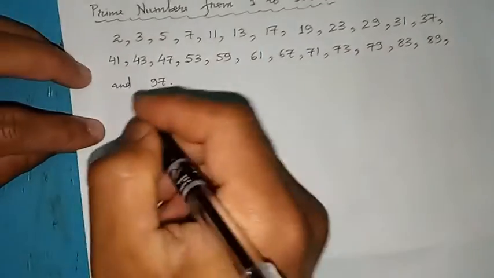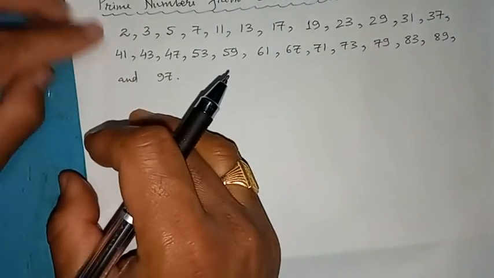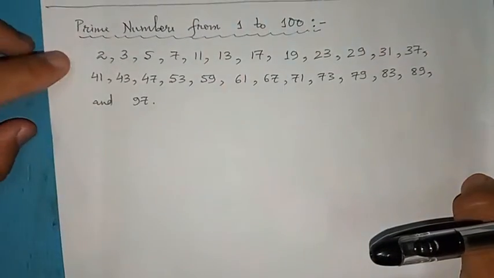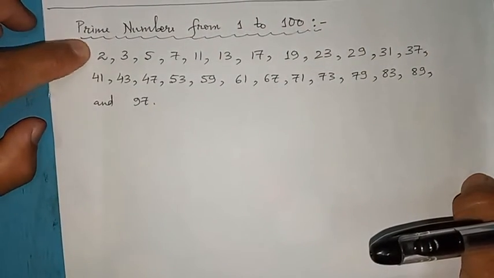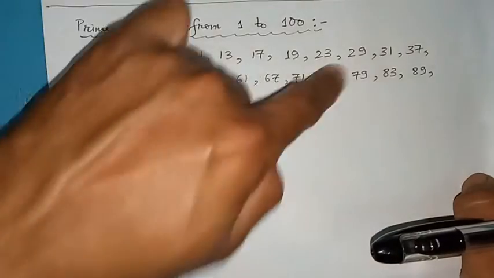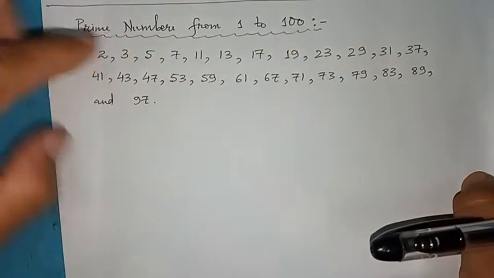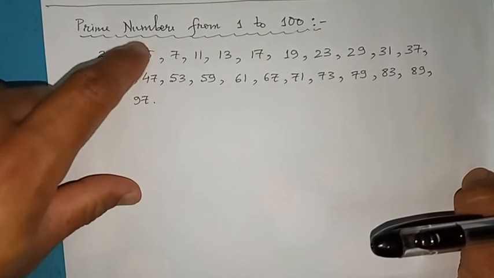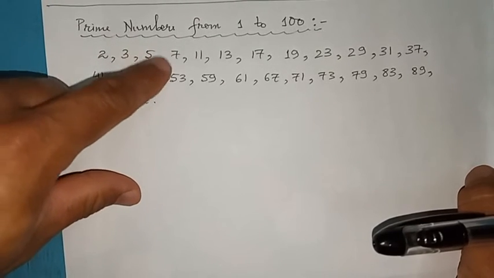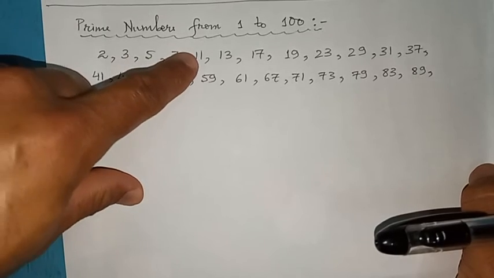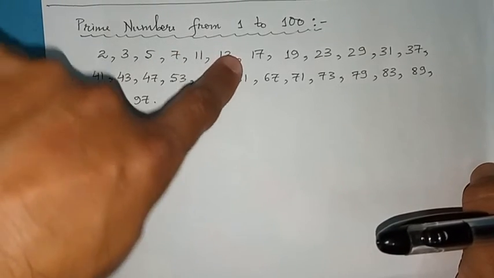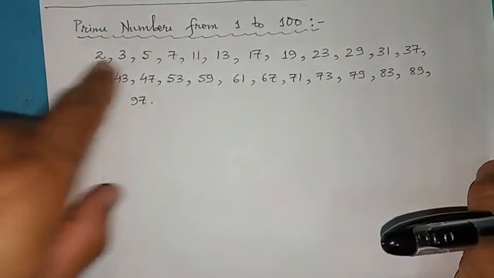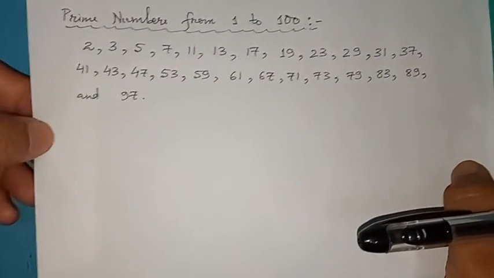So then which are the composite numbers? If I have to tell you about composite numbers from 1 to 100, it's very easy. You exclude 1, because 1 is neither prime nor composite, and exclude all the prime numbers from 1 to 100. All the remaining numbers are composite numbers. For example, 4 is the first composite natural number. Then comes 6, then 8, 9, 10, 12, 14, 15, 16 are composite numbers. Whatever numbers are missing from the list of primes, all remaining numbers are composite.